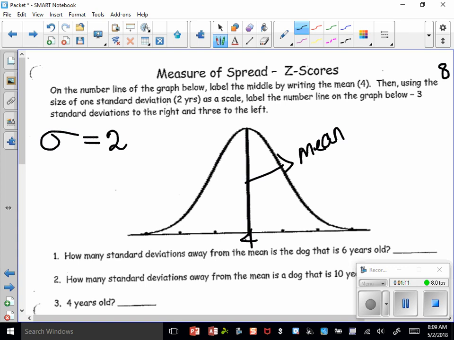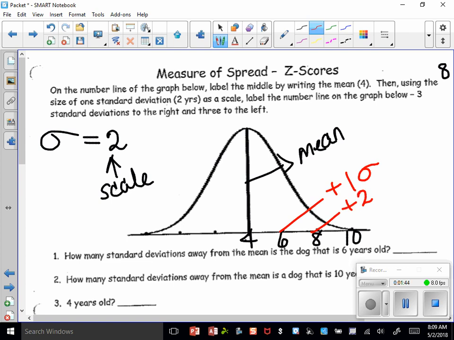So we're going out plus or minus 3 deviations, which means our scale we're counting by will be 2, because that's your scale. So this will be 6. Pretty simple. The next dot will be 8, and the next is 10. Make sure you know this will be considered 1 standard deviation, so I'm going to put +1. Little sigma stands for standard deviation. Then +2 and +3.